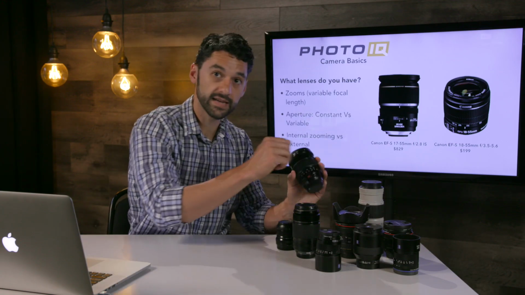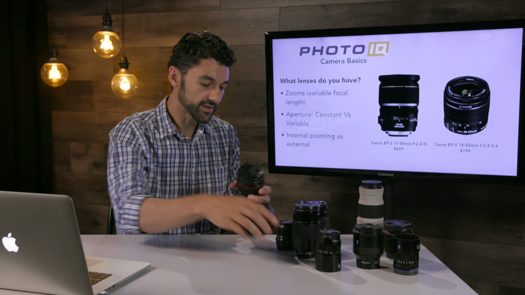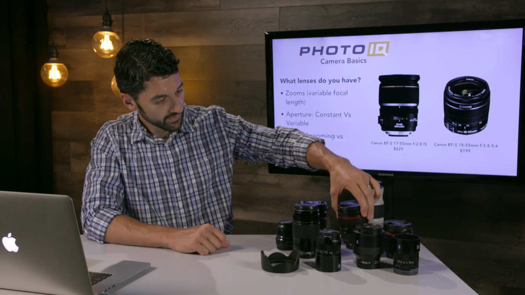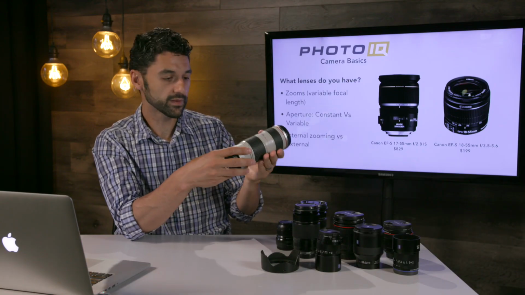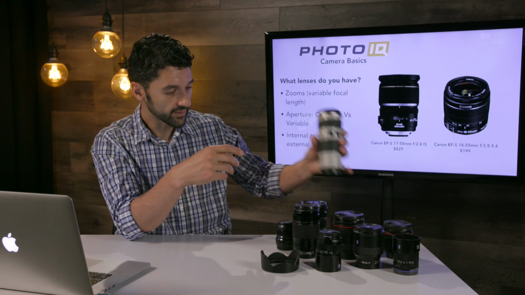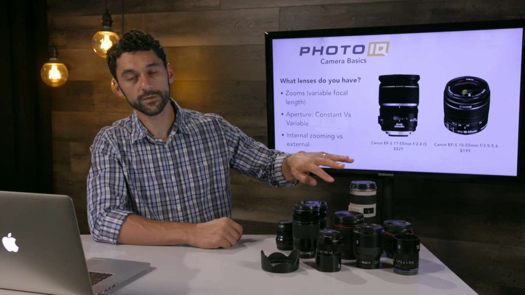This one, or constant aperture zoom, this is a Canon 24 to 70, and this is an f4 constant aperture zoom. And then this one is the Canon 70 to 200 with image stabilization, f4 constant aperture zoom. Now, Canon makes f4 and f2.8 versions of both of these lenses.